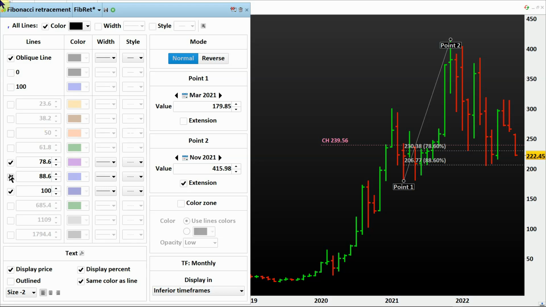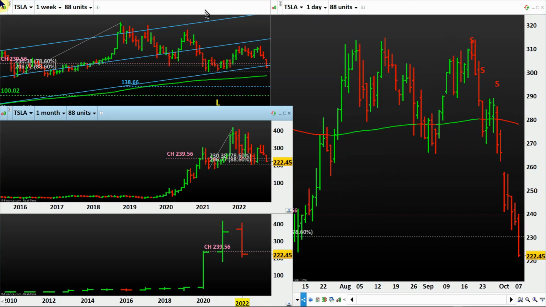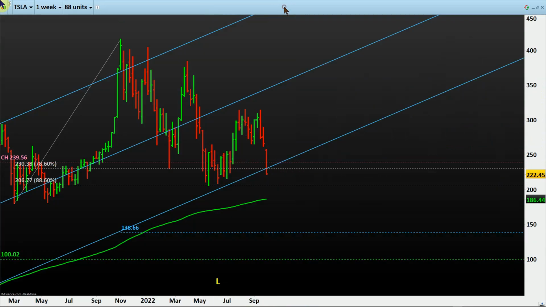So it has crossed 78.6, and it is possibly going to 88.6. When I see this Fibonacci, two things come to my mind. One thing is it can go and touch this 88.6, or it can touch this 100%, or it can do a crack and snapback. Only time will tell. That is monthly. Now the weekly is an interesting one.